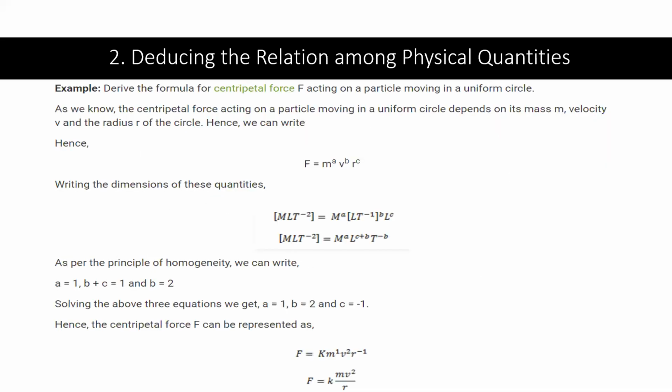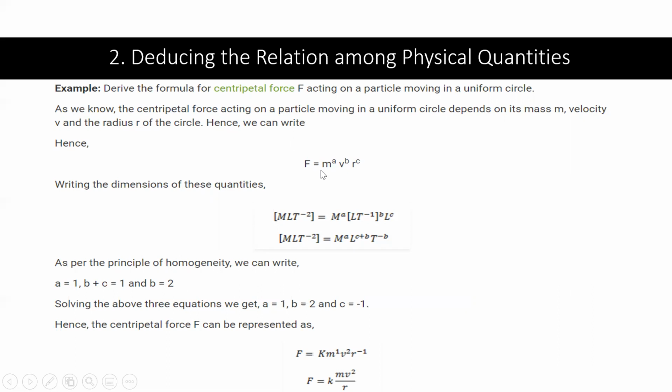Now, another application of dimensional analysis is that it can be used to deduce the relation among physical quantities. Let us see an example. Derive the formula for centripetal force F acting on a particle moving in a uniform circle. The centripetal force acting on a particle moving in a uniform circle depends on its mass m, velocity v, and radius r of the circle. Hence, we can write force F is equal to mass raised to a, velocity raised to b, radius raised to c.